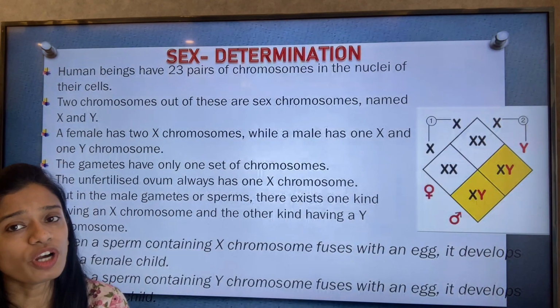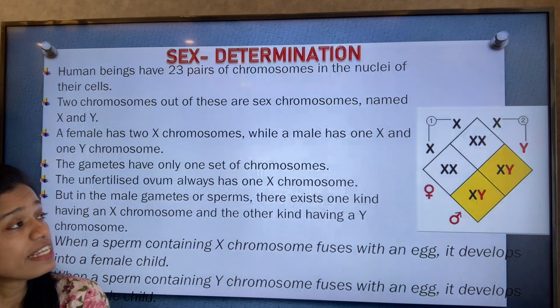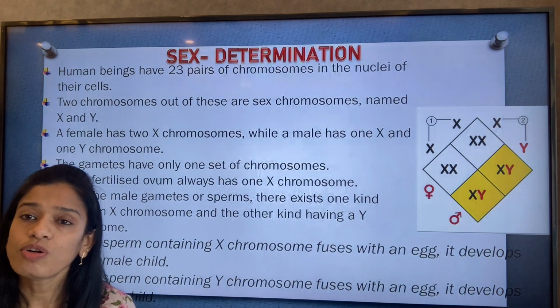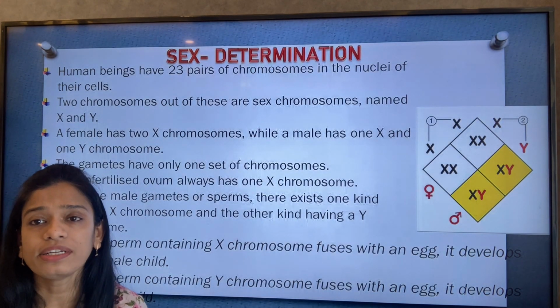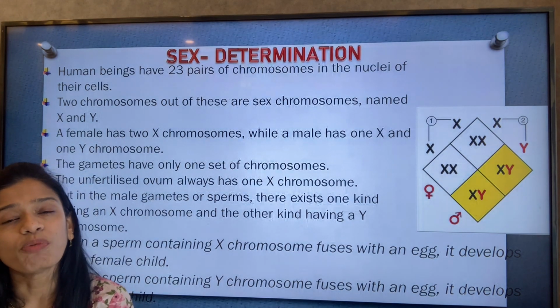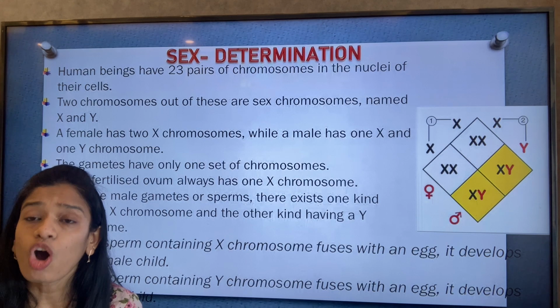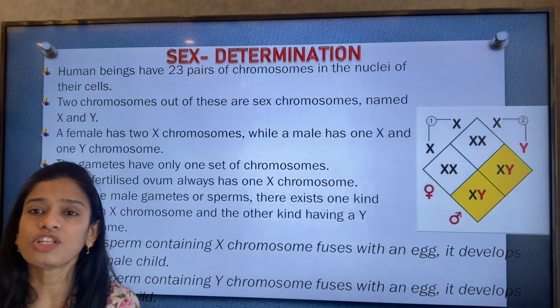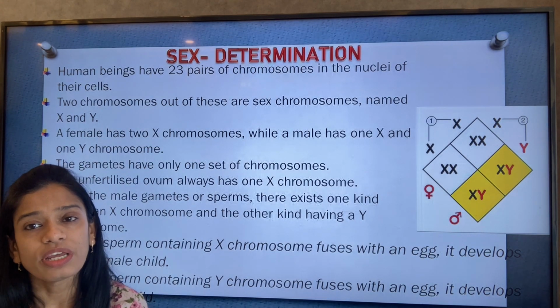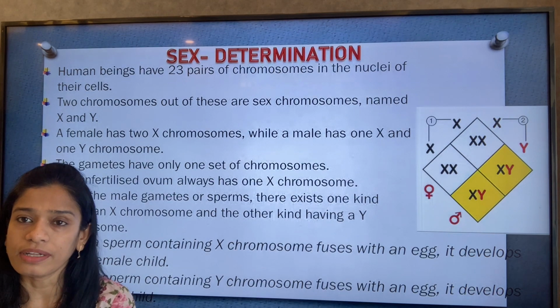Now, moving on to the final topic, sex determination. How do we understand whether it is going to be a boy or a girl? Who decides whether the offspring that is born will be a boy or a girl?